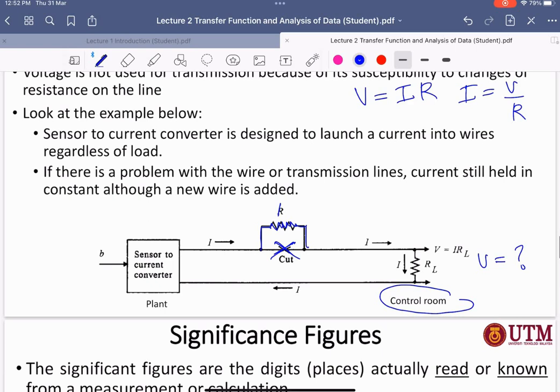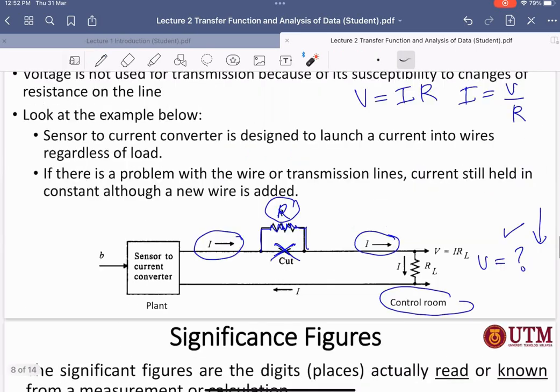So that's why in industry they like to measure current. When you change this cable, the current will flow with the same value as before. So this is the reason why industry likes to measure current. Okay. All right.